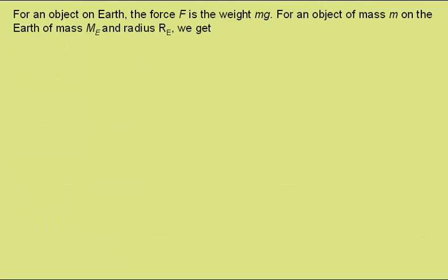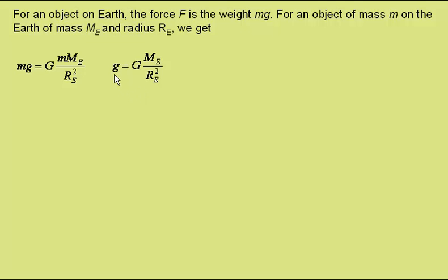For an object on Earth, the force F is simply the weight, mg. For an object of mass m on the Earth of mass m sub e and radius r sub e, we get this expression. So the weight is simply equal to the attraction due to gravity. I've missed off the minus sign here as I'm just looking for the magnitude. We can cancel the little m's on either side to give this expression.